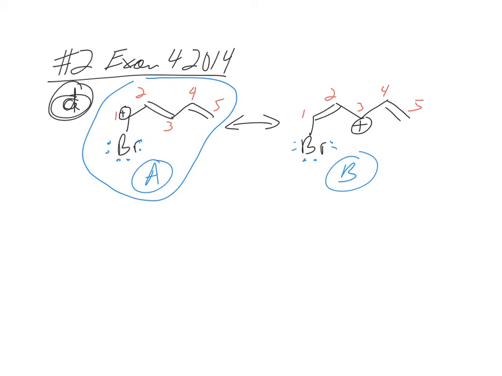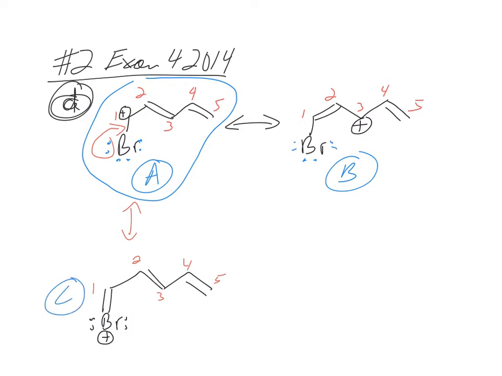Obviously, we could take it a step further. What would the best resonance structure be for this molecule? The best one would be moving these electrons down here and having a bromine with a plus charge. 1, 2, 3, 4, 5. Actually having the bromine with the plus charge would be the best structure. Now, I guess we'll call this C, why would C be the best?